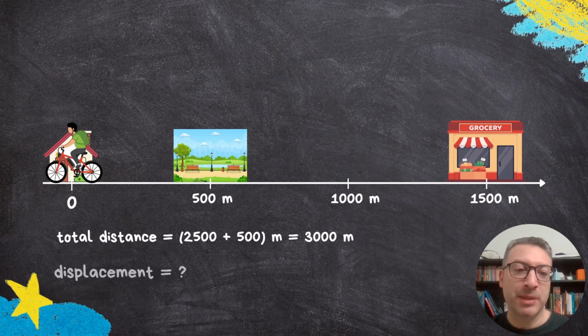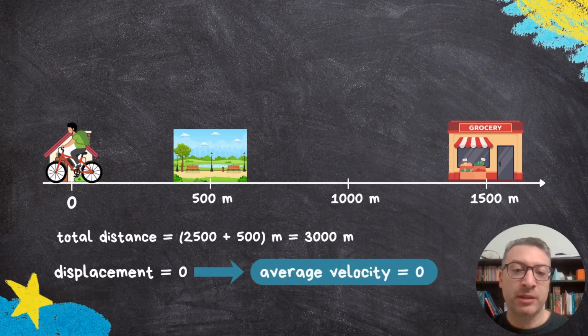But what about the displacement? Remember that displacement is the change in position between the start and end point. But you started and ended your trip in the same position, which is your house, so the displacement is 0. Therefore, the average velocity is also 0. Whenever you have a motion that starts and ends in the same point, average velocity is in fact 0.